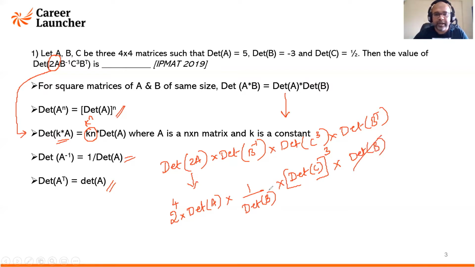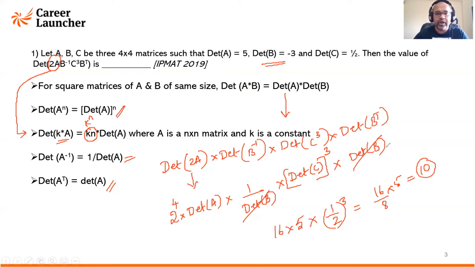Now the determinant of B values get cancelled clearly because you can see it is -3. So -3 will get cancelled. I will be left with 16 into determinant of A is 5 into determinant of C is half whole cube, which is 16 by 8 into 5, and this is 10. So the answer to this particular question is 10.